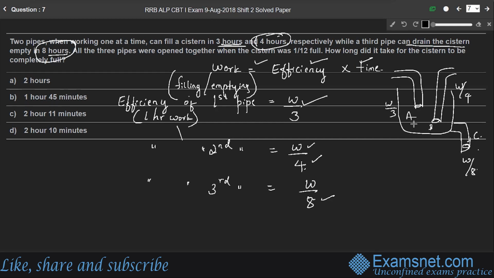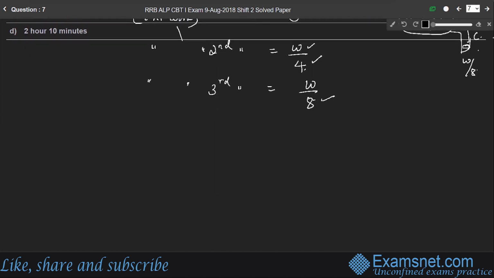So here it is given that all the 3 pipes are open together when the cistern was 1 by 12th full. So the cistern was already 1 by 12th full. Therefore, we'll consider the whole cistern, in which 1 by 12th part of work has already been done. Therefore, the total work is equal to 1 by 12th of the total work plus the remaining work.